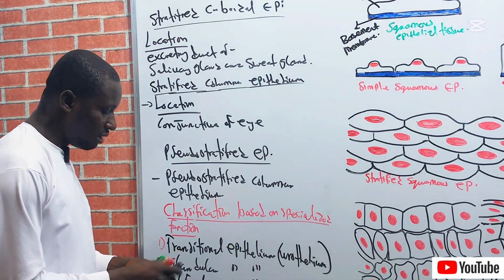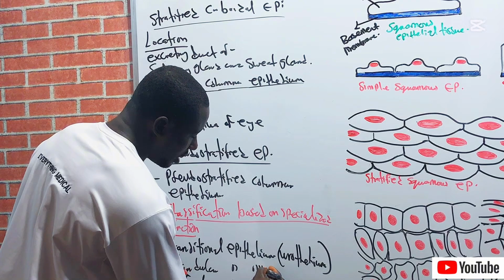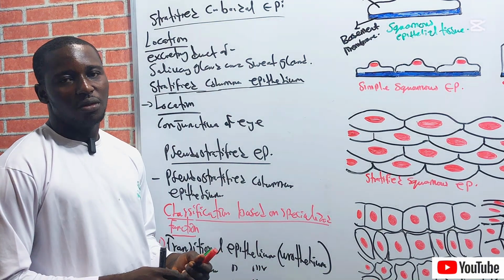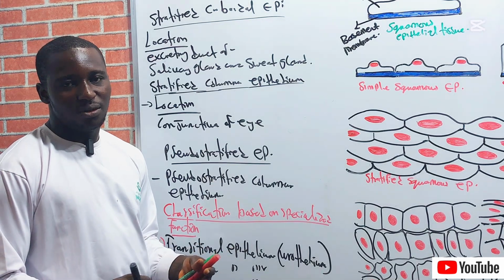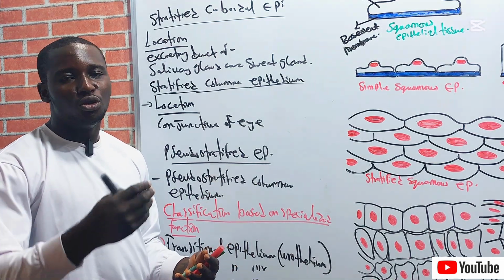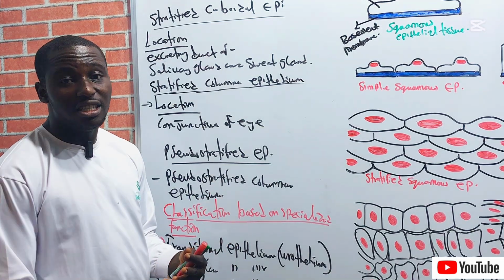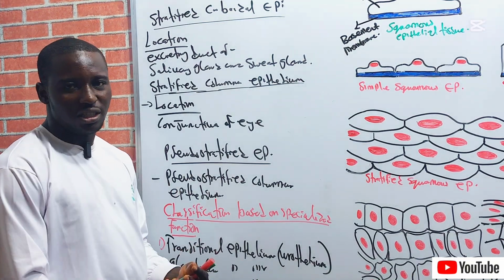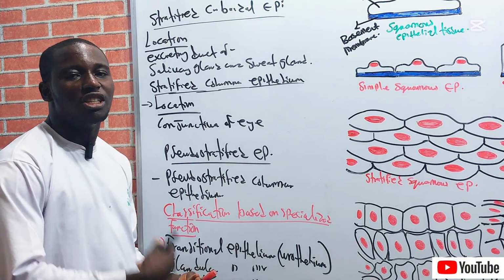The next is glandular epithelium. The glandular epithelium is a type of epithelial tissue that is found in glands, which are responsible for producing and secreting substances. Something glandular means something that produces, secretes, or releases a substance.